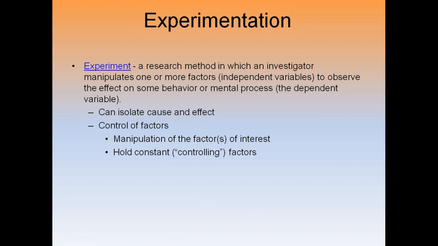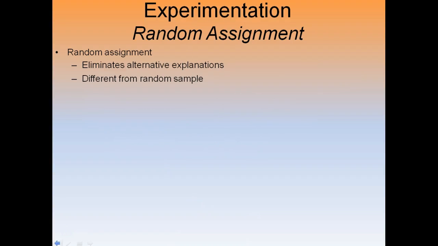So that is experimentation. Random assignment. Random assignment eliminates alternative explanations, but it's different than a random sample. A random sample is when you choose people randomly to study. In this case, we've already chosen those people. We're just randomly assigning them what group they might be a part of.